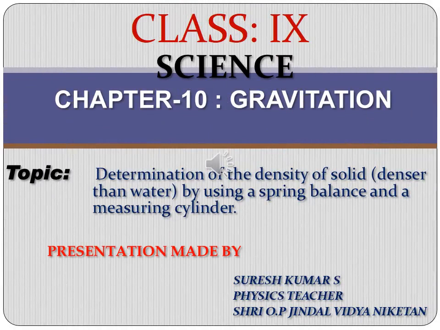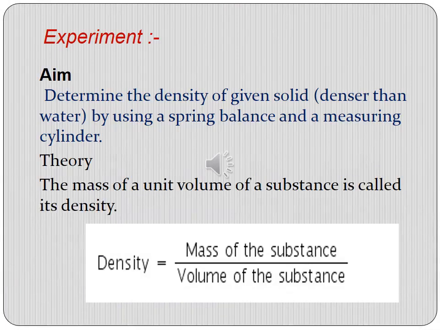Today, I introduce the second experiment of the gravitation chapter, which is determination of the density of a solid, which is denser than water, by using a spring balance and a measuring cylinder. The aim of the experiment is to determine the density of a given solid, which is denser than water, by using a spring balance and a measuring cylinder.